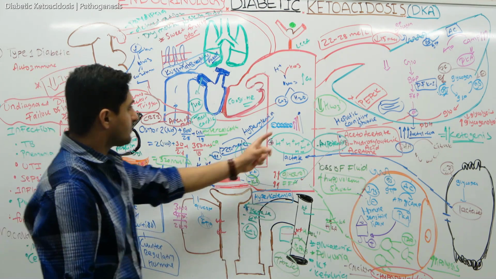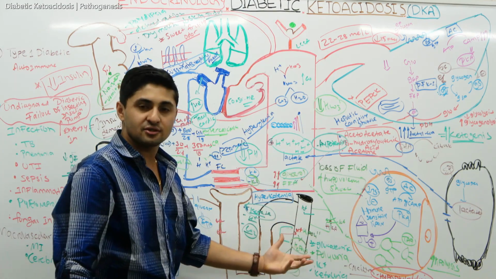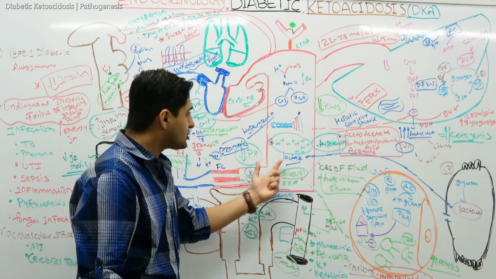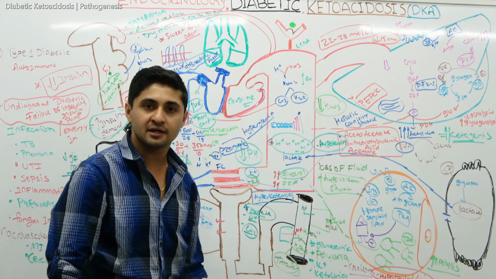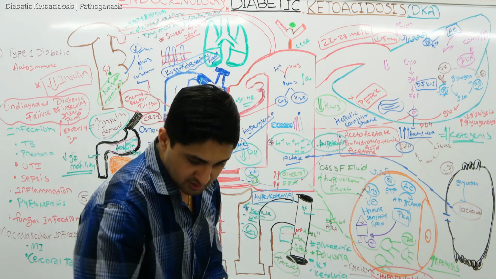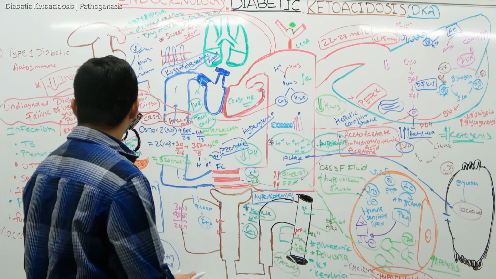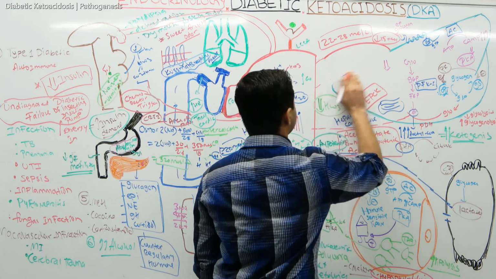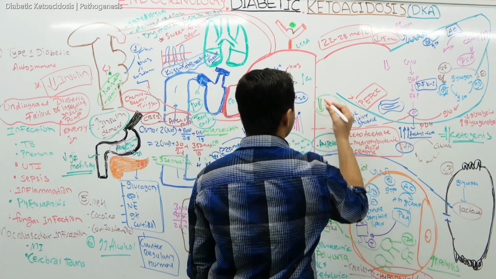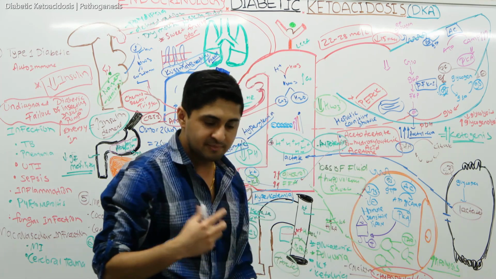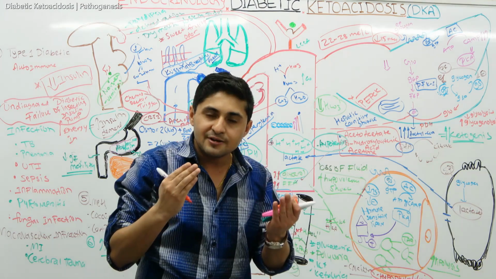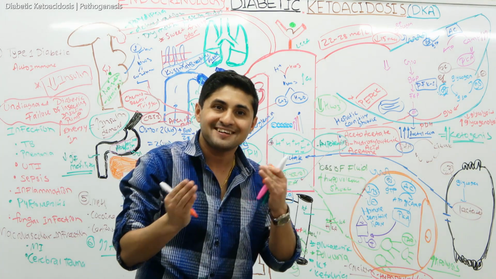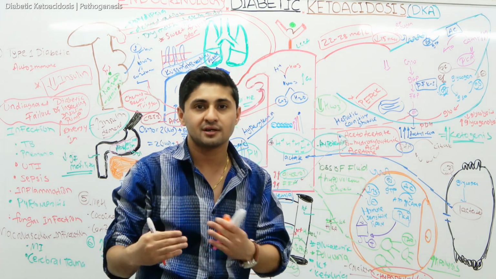Now after this, because these ketone bodies are what? They're acidosis, right? So let me just quickly talk about the concept of anion gap. What does anion gap mean? Let's write down here. Anion gap basically means the balance of your negatively and positively charged electrolytes.